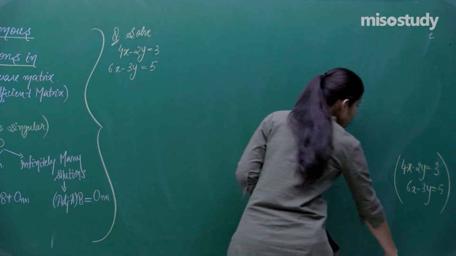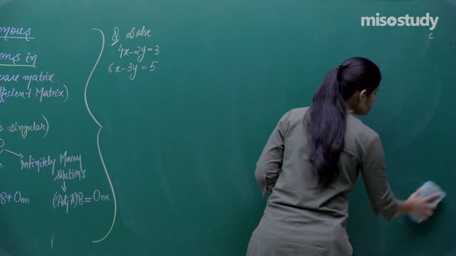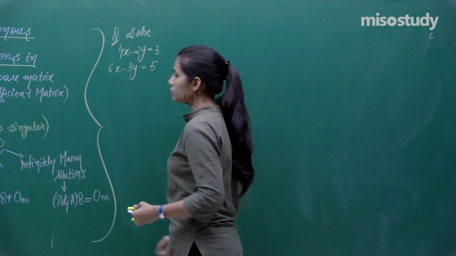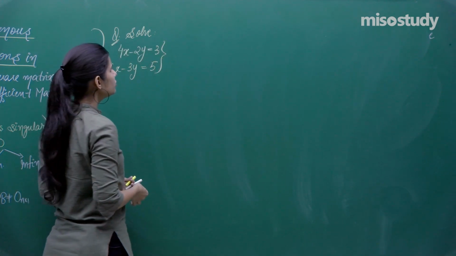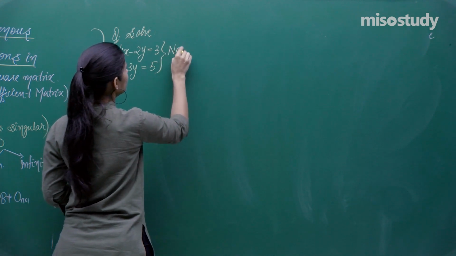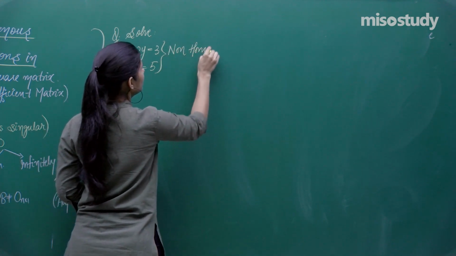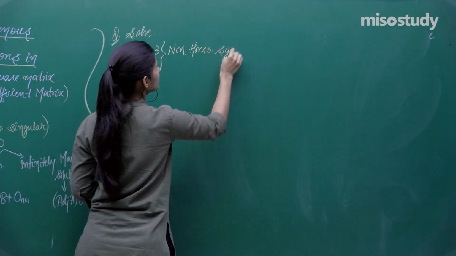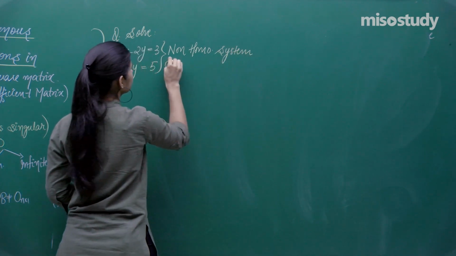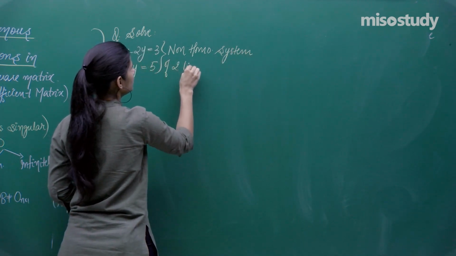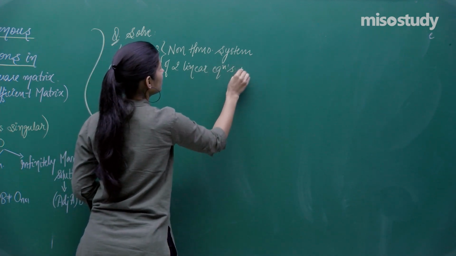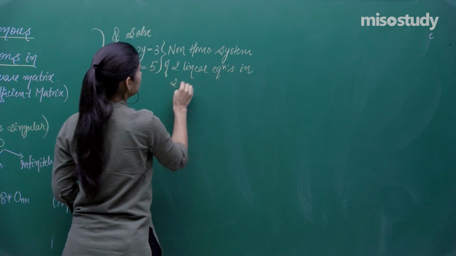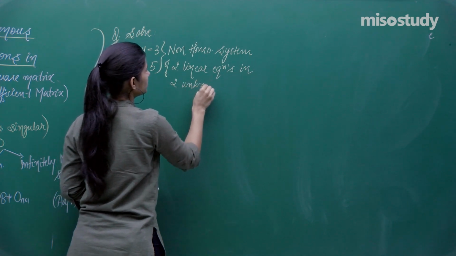Again you can very easily see that it is a non-homogeneous system of two linear equations in two unknowns.